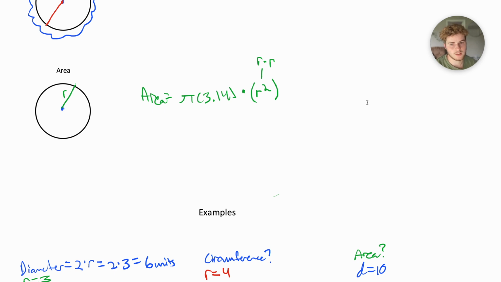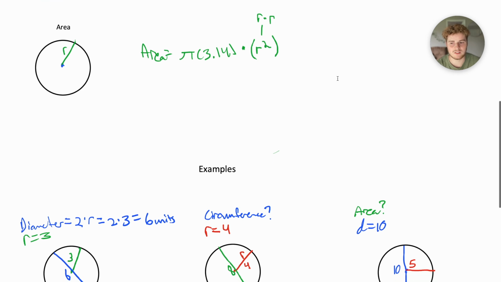And we know that the area is pi, 3.14, times radius squared. And that might just be easier to look at as radius squared times pi. But also, if you haven't worked with squares and numbers, radius times radius makes radius squared. So the little exponent up here, that's what we call that number. That's just the amount of times that you multiplied a number by itself.